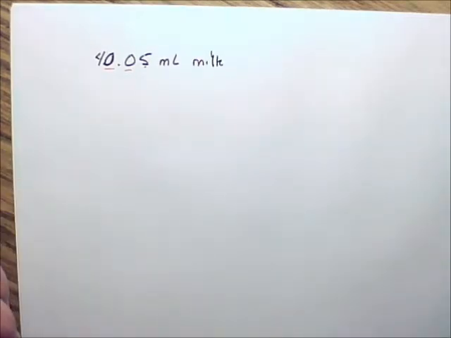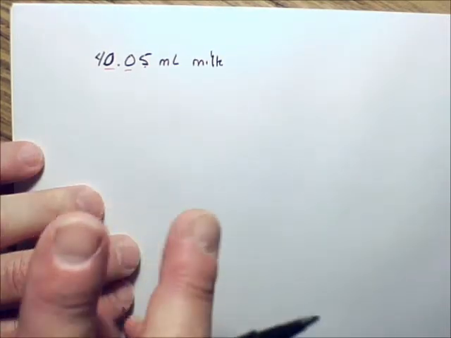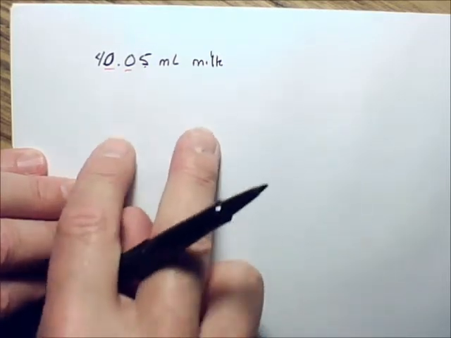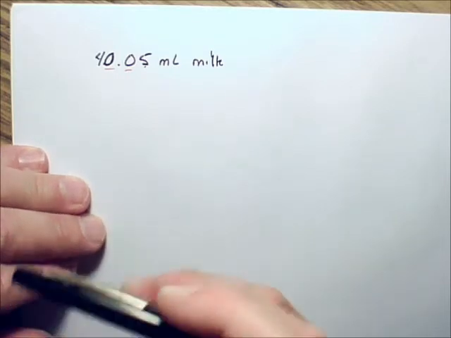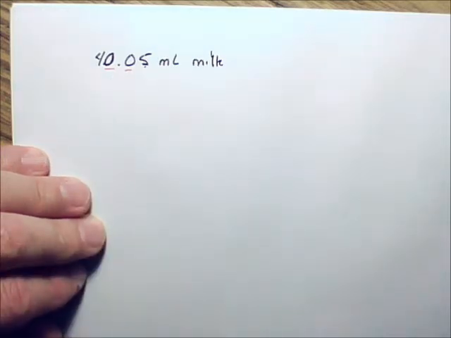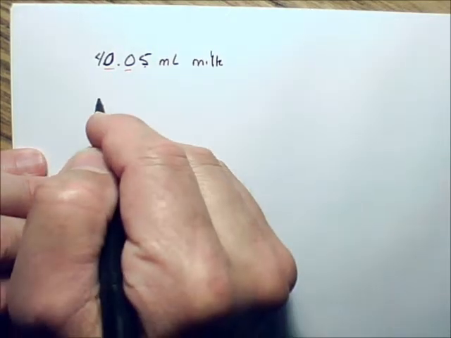Then there's a two-part rule for significant digits. The two-part rule says zeros can be significant if they follow both. It's got to be both. You can't just have one of the two. It's got to be both of them at the same time. Zeros can be significant if they follow both a non-zero digit and a decimal place.